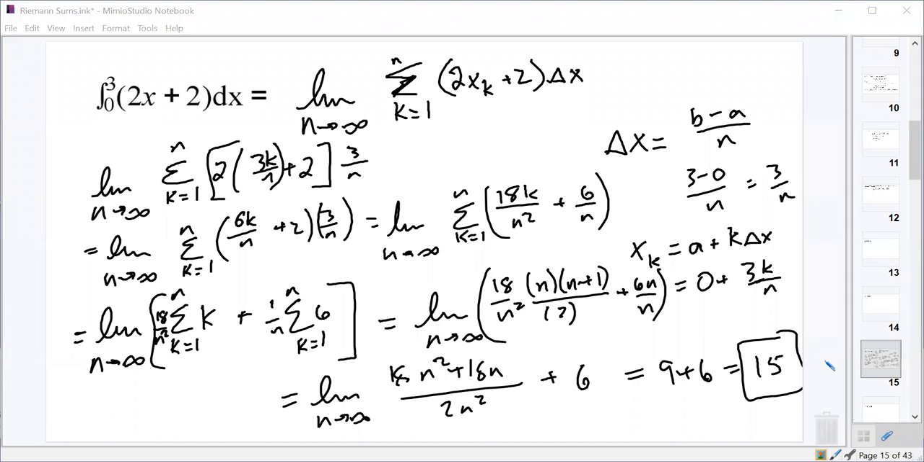The summation of a constant is 0? No, the summation of a constant is not 0. So we summed a bunch of 6's together. We summed n 6's together. So the summation of that becomes 6n.